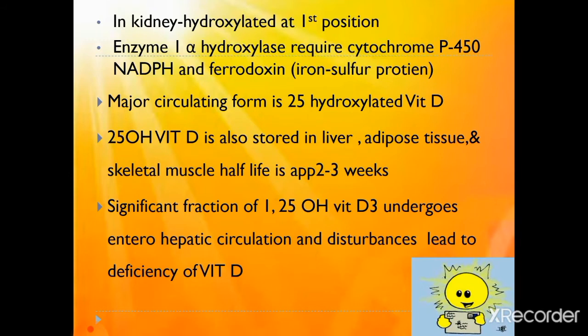The major circulating form is 25-hydroxylated vitamin D. 25-OH vitamin D is also stored in the liver, adipose tissue and skeletal muscles, and its half-life is approximately 2 to 3 weeks. So, the storage form is 25-hydroxy vitamin D. Significant fractions of 1,25-OH vitamin D3 undergo enterohepatic circulation, and disturbances can lead to deficiency of vitamin D.